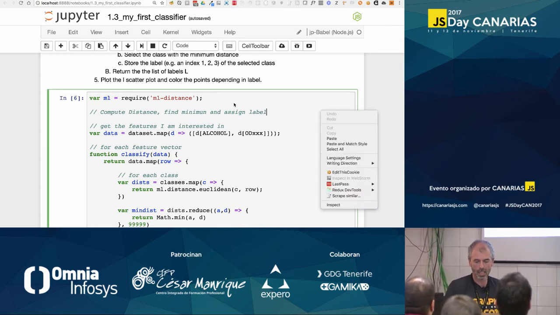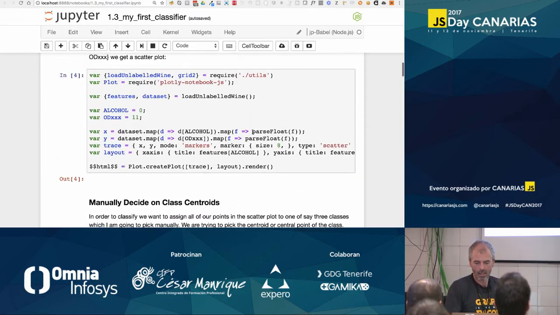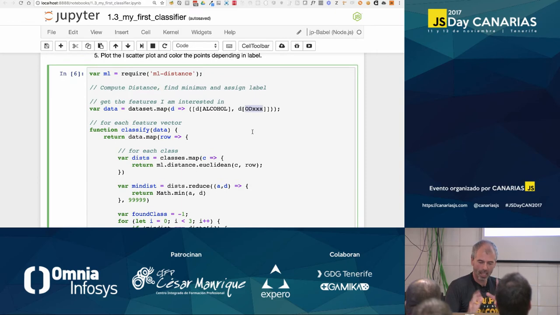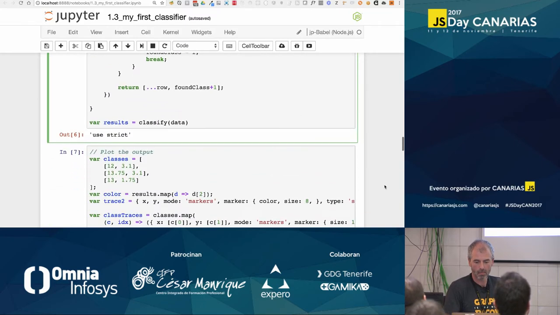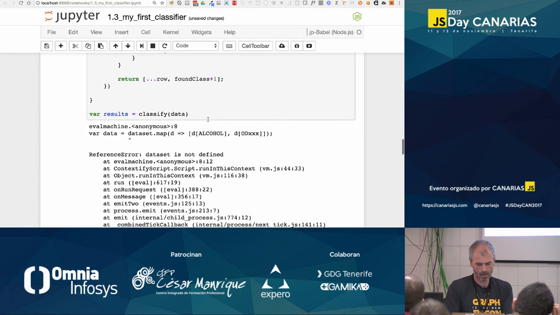What we did is we took some data. I took out the alcohol, and I just mapped out the alcohol and some other measure. I don't know, this is some measure that wine people know about, OXDD something, because they seem to cluster well. Then we wrote a function that just maps over the data, calculates the Euclidean distance to a class, and assigns it. That's the simplest possible task.